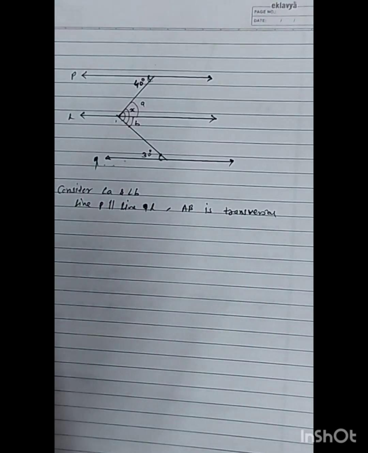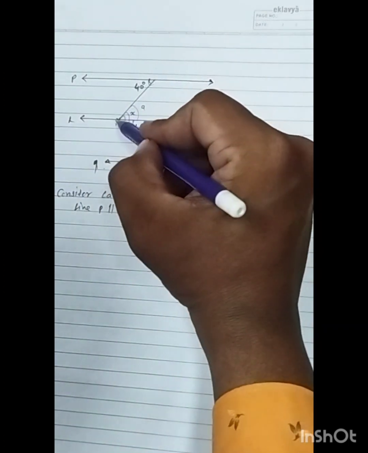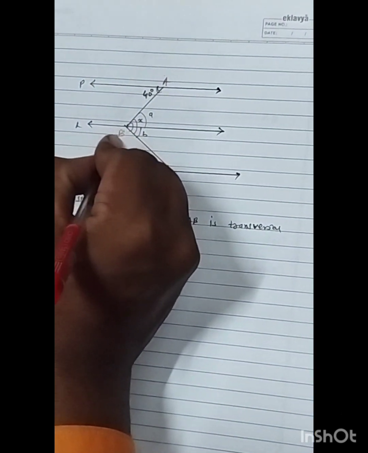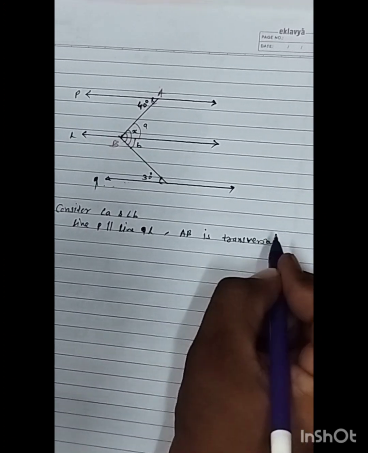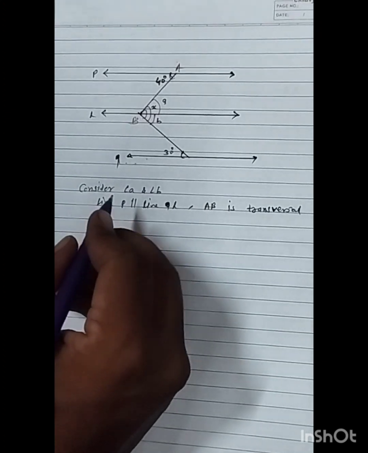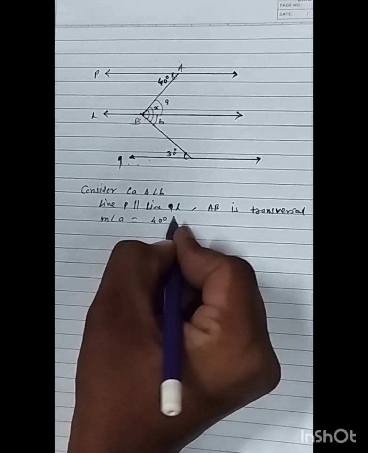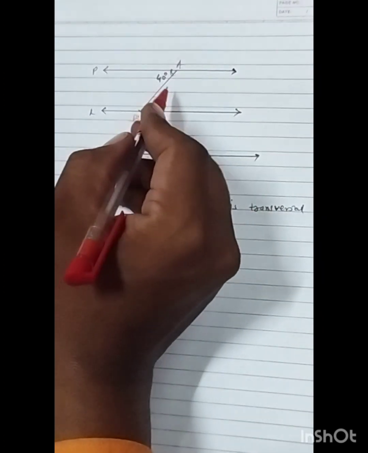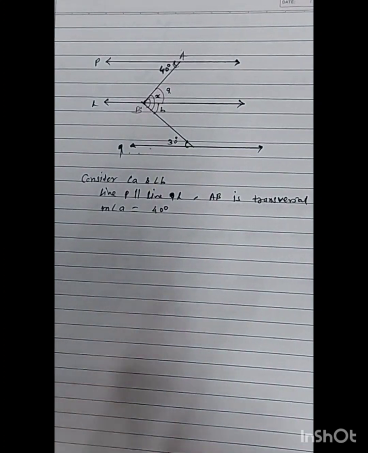Are you getting it students? So first we have taken P and L, both are the parallel lines, and this we consider AB is the transversal. Okay. So here I will write A, here I will write B. AB is the transversal. When we have taken AB as the transversal, then what will happen? So already we will get measurement of angle A is equal to 40 degree. What is the reason? So here you can see this angle A and this angle 40, both are alternate angles.